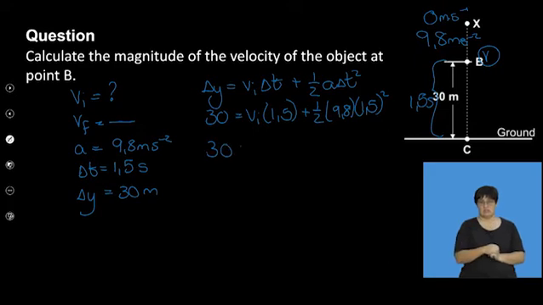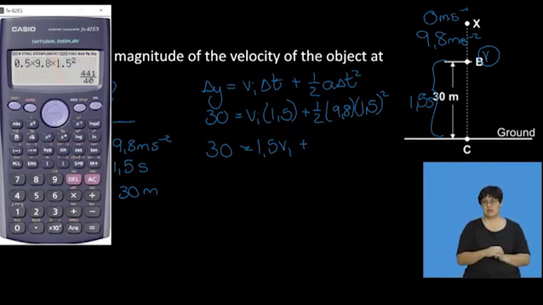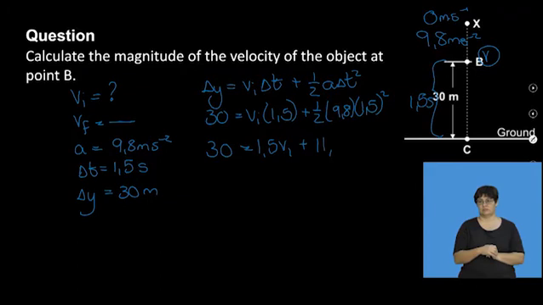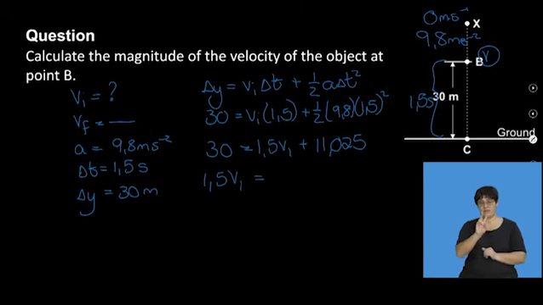30, this is 1.5 VI. I definitely can't do this one in my head, so we've got 0.5 times 9.8 times 1.5 squared, and we get 11.025. I'm keeping all the decimals because it's not my final answer. I'm going to need to take that over to the other side. So we're going to get 1.5 times VI. It'll be 30 minus 11.025. And let's see what that gives us.